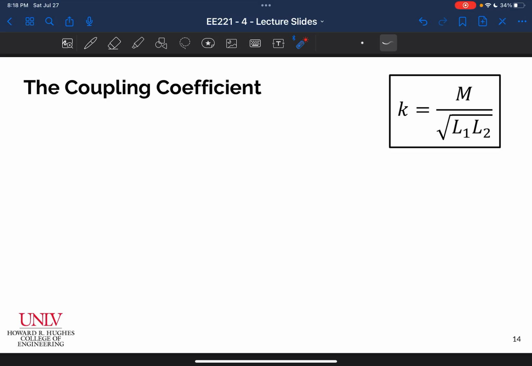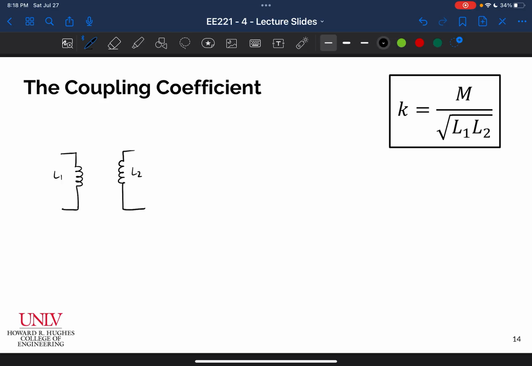All right, so I need to talk about the coupling coefficient here, which basically tells me how well two coils are coupled. Let's say I've got a coil L1 here and a coil L2 here, and I'm interested in the magnetic coupling considerations for this circuit in LTspice.